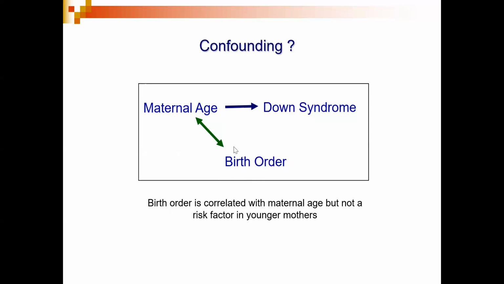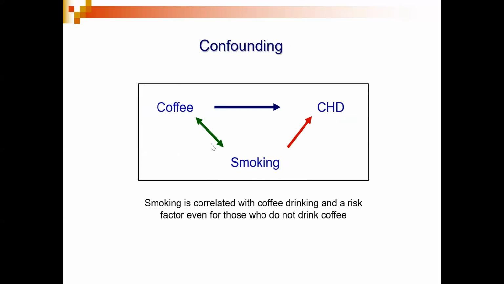So because of that, these two are related. But birth order is not related to Down syndrome, and the relationship is this one. So because of this, if you change your exposure to maternal age and remove birth order, birth order ceases to be a confounder because it is not related to the two.